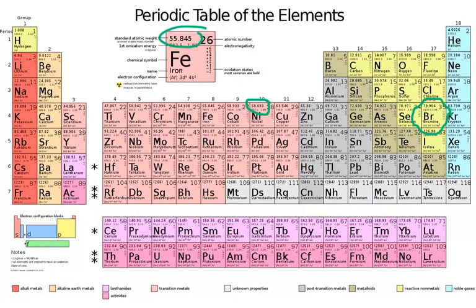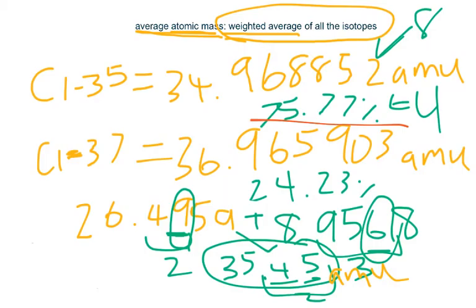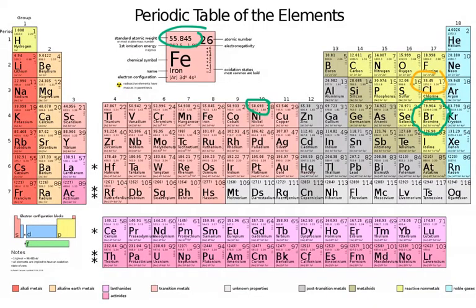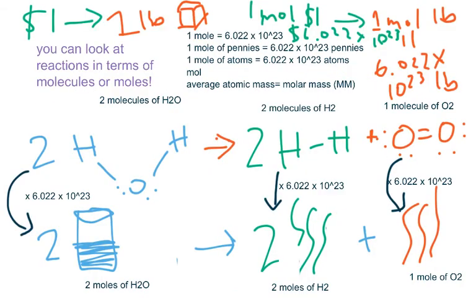So check out the periodic table. The periodic table says that the average atomic mass is 35.45, just like what we calculated. So this is how you calculate average atomic masses on the periodic table. So now let's look at something different.